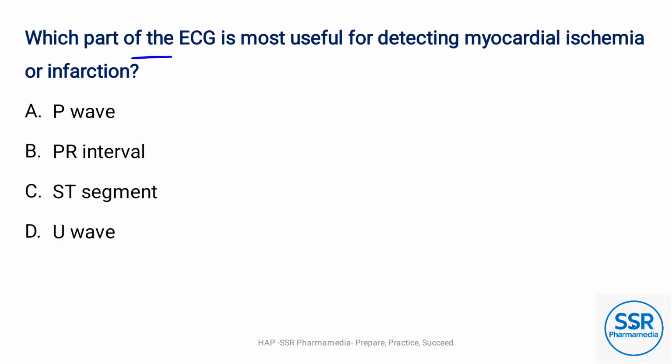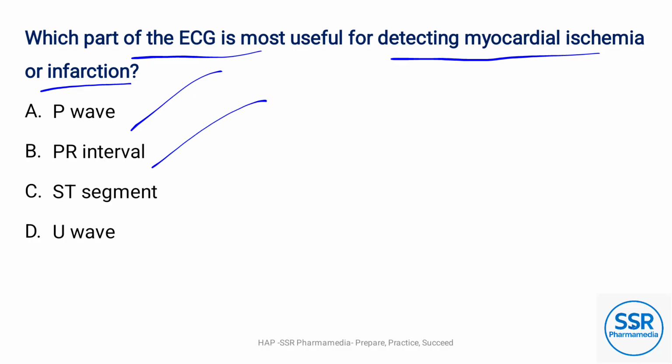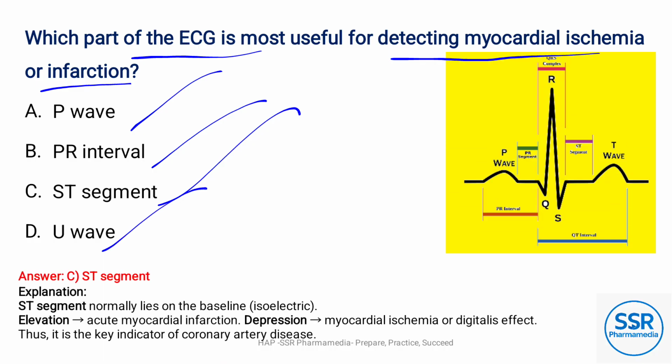Next, which part of the ECG is most useful for detecting myocardial ischemia or infarction? Option A, P wave; option B, PR interval; option C, ST segment; option D, U wave. So the answer is option C, ST segment. The ST segment normally lies on the baseline; it is isoelectric.